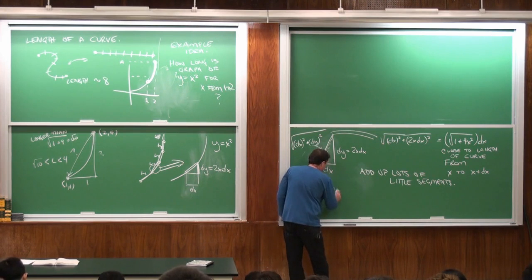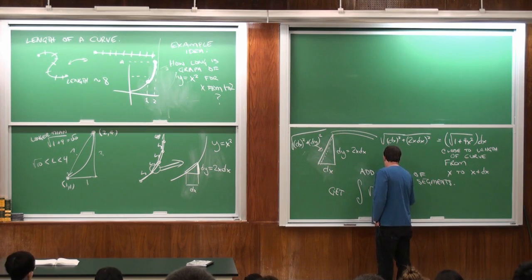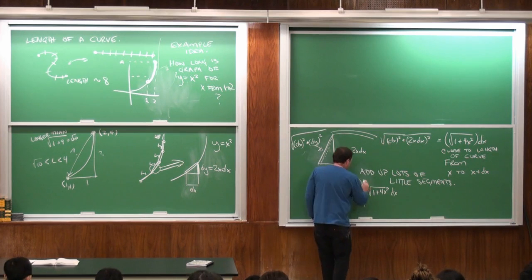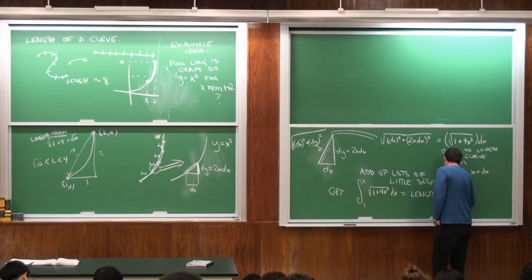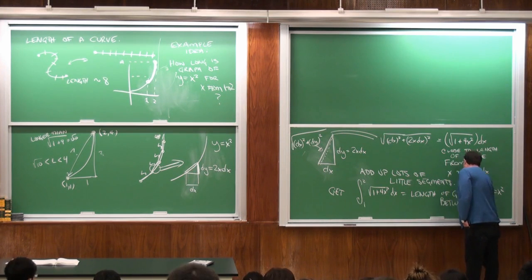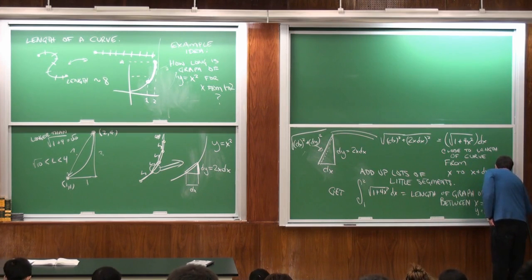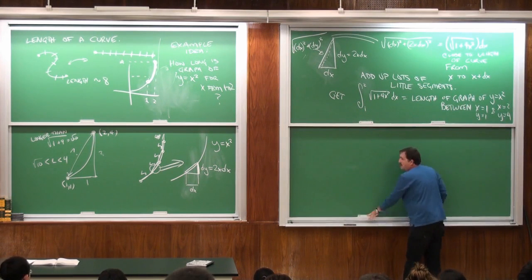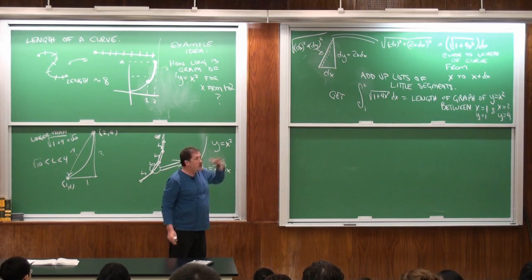So that will be the integral of this thing, square root of 1 plus 4x squared dx, from, well, let's see, I wanted the curve from 1 to 2. This is from 1 to 2. This is the length of the graph of y equals x squared between x equals 1, y equals 1, and x equals 2, y equals 4. But I hope it should be clear to you how to do that for any curve. So this is the arc length formula only in this special case, the special case of the curve y equals x squared.